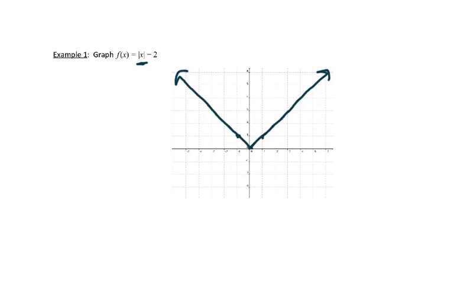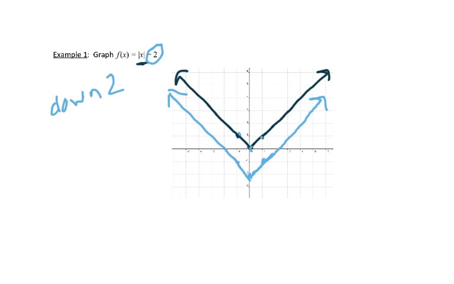So this -2 is outside the absolute values. That means it's outside the function. And because it's minus, it's really telling us that we're going to move that graph down 2. So this point that was here would get moved down to, this point that was here would get moved down to, and this point that was here would get moved down to. The shape of the graph stays exactly the same. It's still going to be a V. It still has the same slant to those lines. It looks like that. And that's our final graph.